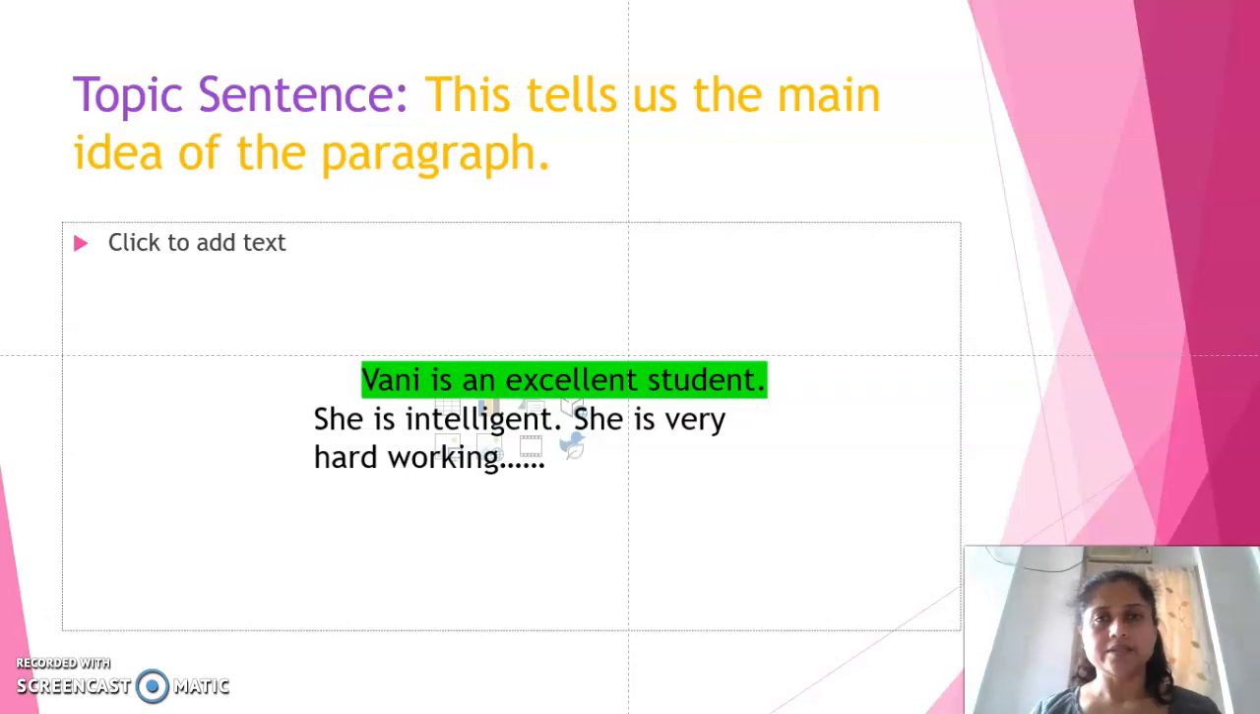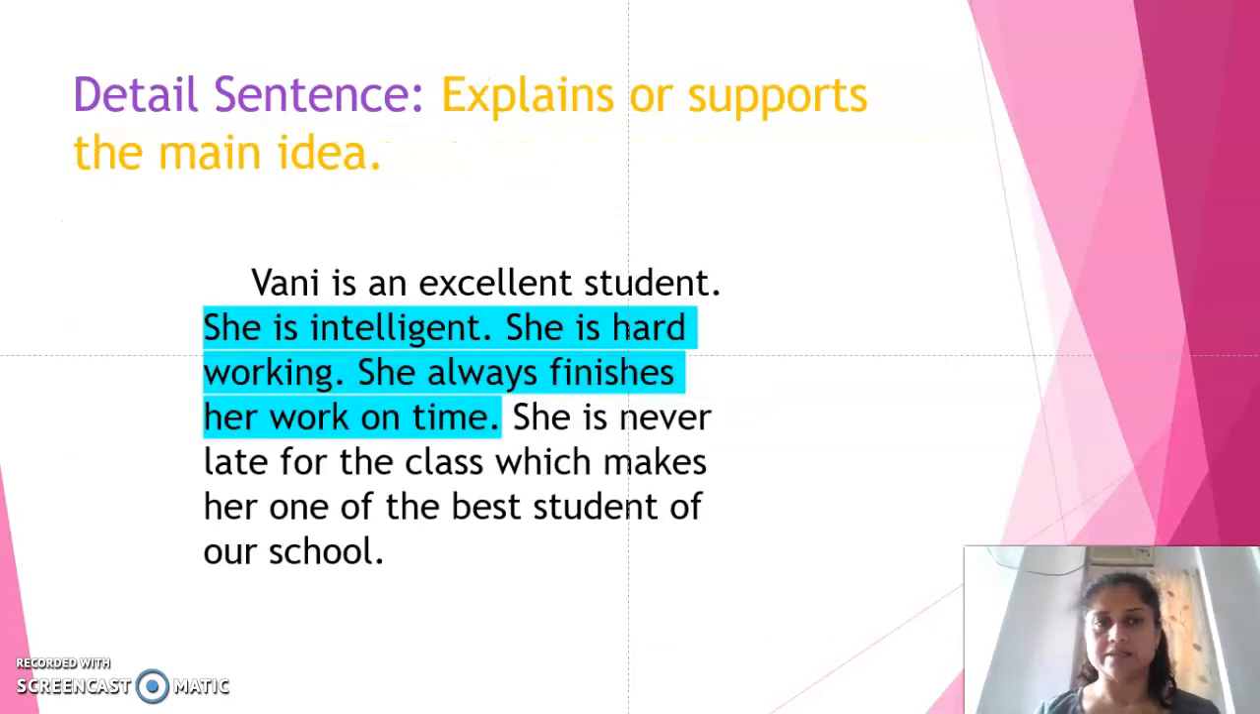The topic sentence tells us about the main idea of the paragraph. Like in our example, Vani is an excellent student. This gives you an idea that the paragraph we are writing is about a girl named Vani, who is an excellent student. So, the topic sentence tells you about the main idea of your paragraph, what the paragraph is going to be about. Next come the detail sentences.